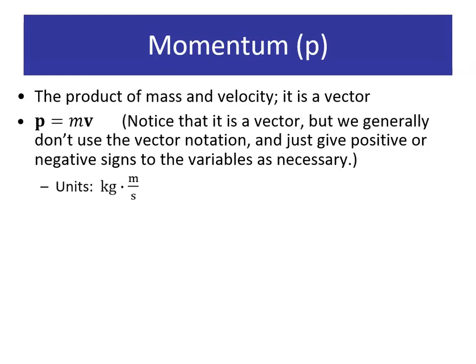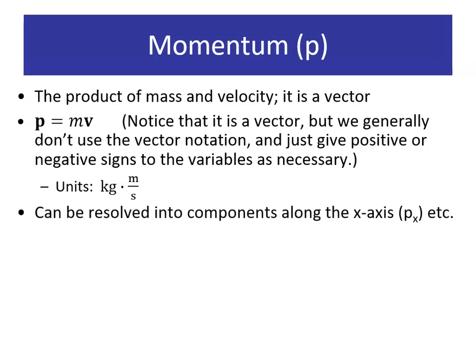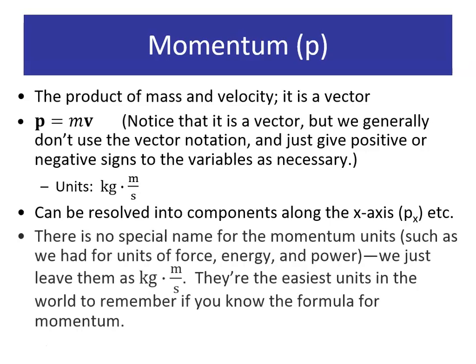The units for momentum are kilogram meters per second. There aren't any cute little names for these units, but they are easy to remember. You just have to remember the formula p equals mv. And if you're working in multi-dimensional problems, then you can resolve momentum vector components into x, y, and z components, etc. But for the purposes of this video, we're just going to be working in one dimension. And as I mentioned, there's no special name yet for momentum units. There's no need, really. It's just kilograms times meters per second. Makes it really easy to remember.